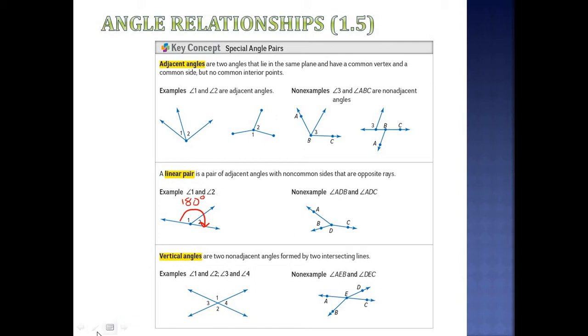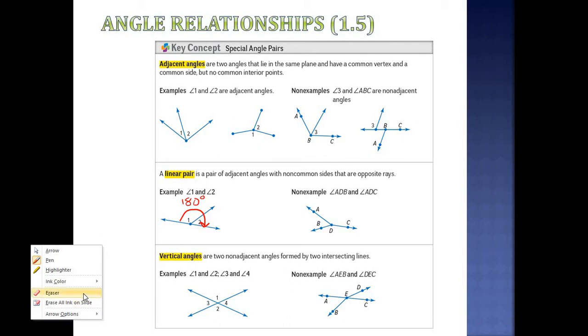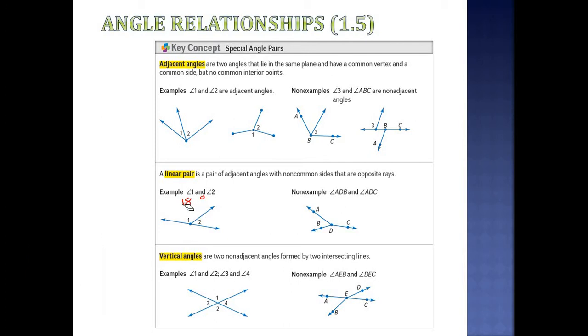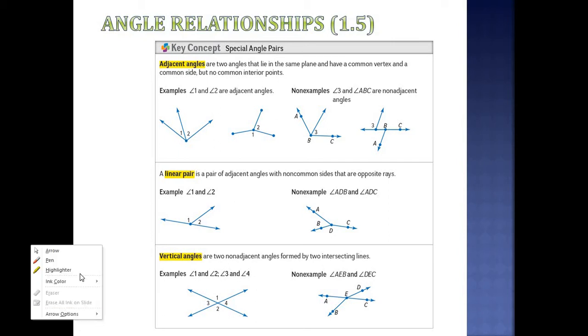So examples here, let me erase this for us. Angles 1 and 2 here are a linear pair in the diagram because their non-common sides are opposite rays. Over here, non-example: angle ABD, or angle ADB, and angle ADC. They are not linear pairs because the non-common sides do not form opposite rays.